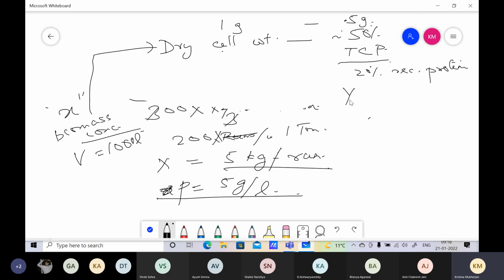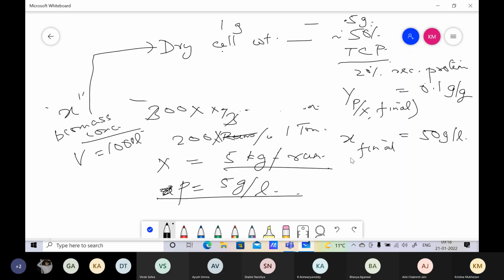So what does this mean? My Yp/x final is a constant value. My Yp/x final is nothing but 0.2 into 0.5, which is 0.1 gram per gram. Are you following this argument? Yes, sir. Okay. So therefore, my X final has to be 50 grams per liter. So I very quickly reduce the 1 ton requirement to the real question: what should be my X final?